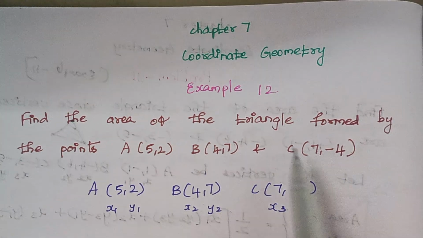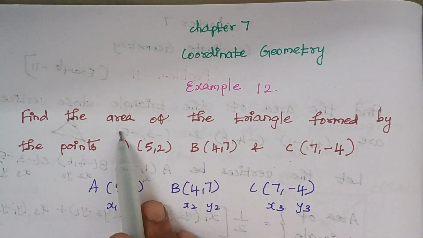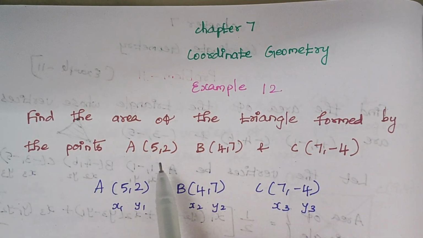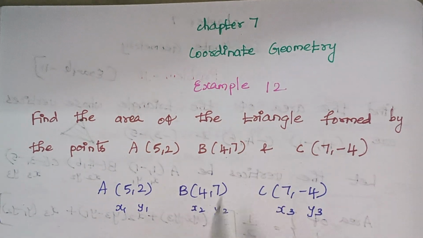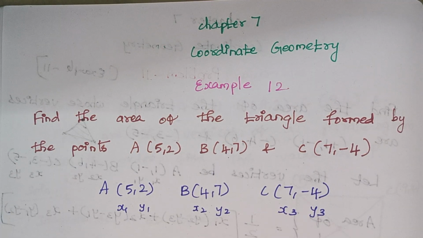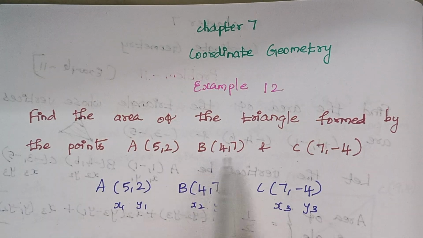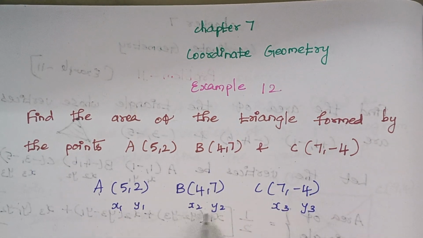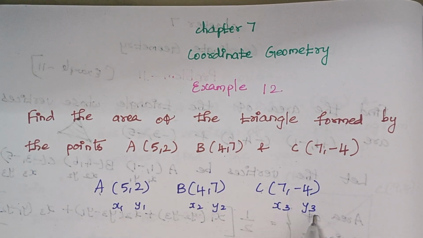We start with example 12. The problem is find the area of the triangle formed by the points. So here 3 points are given and we have to calculate the area formed by the triangle. The names are given here as A, B, C, and as we all know A gives x1, y1, B gives x2, y2 and C gives x3, y3.